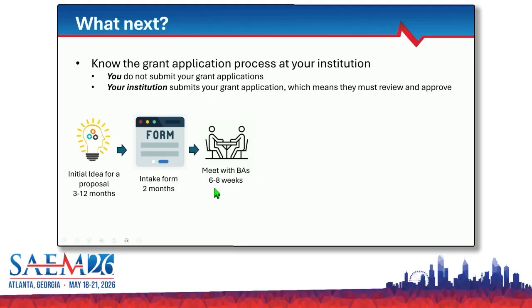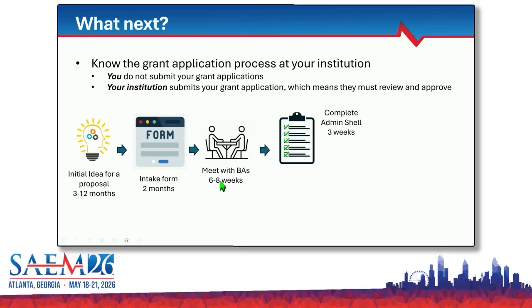Okay, so then what? Well, shortly after that, they'll reach out and say, I see you're planning on applying for a K08. Let's sit down and meet and discuss this. This meeting needs to happen about 2 months before the deadline, okay? This does not happen 2 weeks before the deadline. So meet with your business administrators. They are critical. Without them, you will not succeed at submitting your grant.